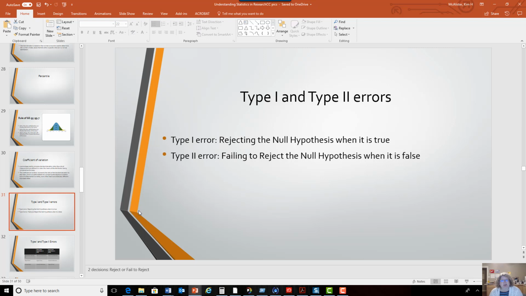Now we want to talk about type 1 and type 2 errors. A type 1 error means that you rejected the null hypothesis when it's true. Okay, remember, the null hypothesis means that there was no change. So with a type 1 error, you said that there really was a change when there wasn't. A type 2 error is failing to reject the null hypothesis when it's false. So there was a change, but you did not reject the null hypothesis.